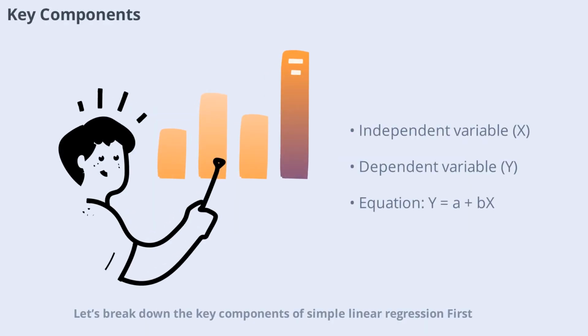Let's break down the key components of simple linear regression. First, there's the independent variable, often called x, which is the input or predictor. Then there's the dependent variable y, which is the output or response. The relationship between x and y is modeled with a straight line described by the equation y equals a plus bx, where a is the intercept and b is the slope. Understanding these components is crucial for interpreting regression results and applying the method correctly.